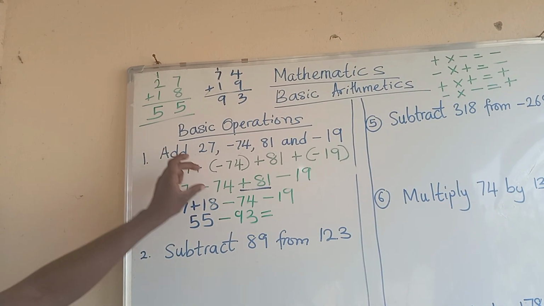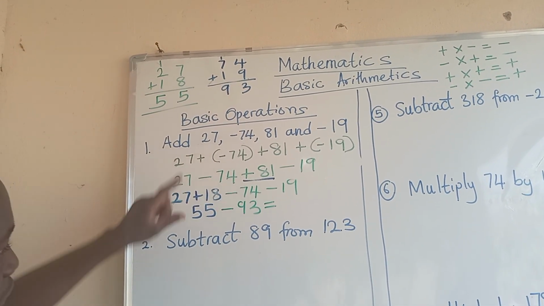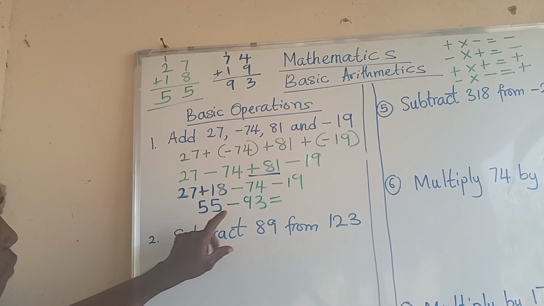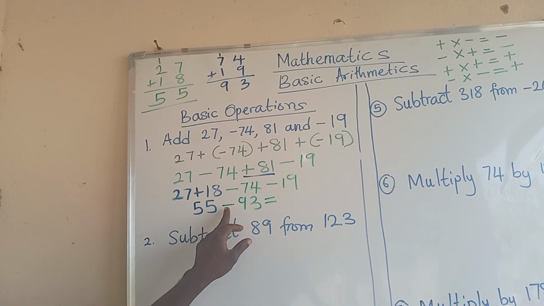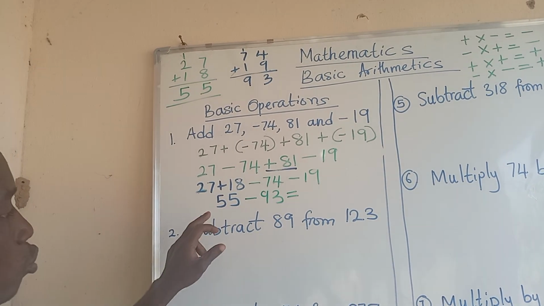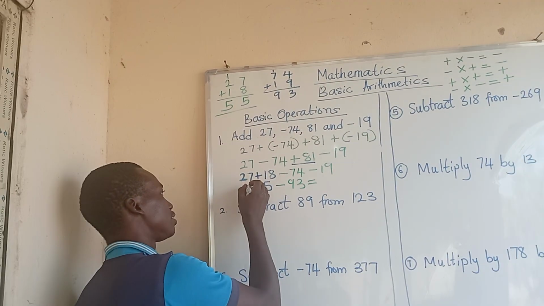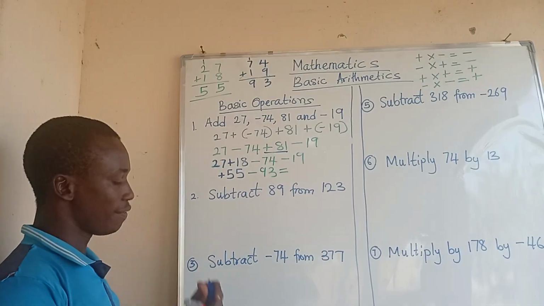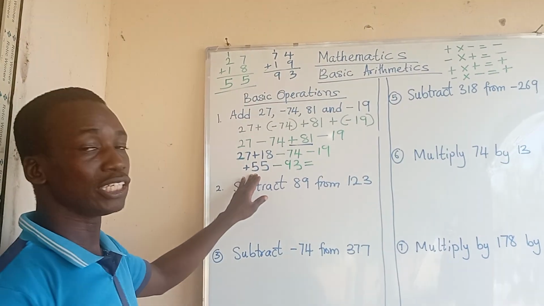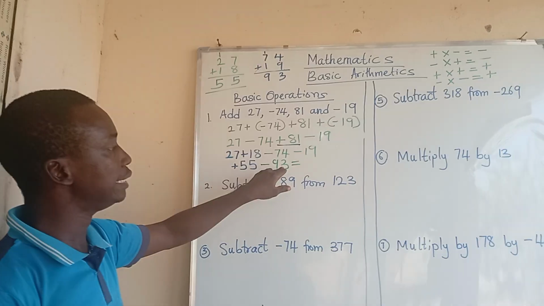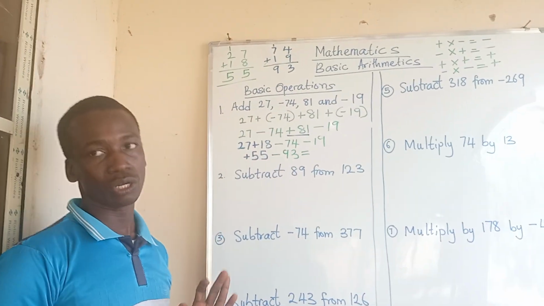Now, this is where it gets tricky. We have collected the addition together. We've solved it. It has given us plus 55. We've collected the negative together. We have solved it. It has given us minus 93. So how do we solve this now? Remember, this has a positive sign, while this has a negative sign. The positive sign is going to cancel out the negative sign. For every positive, a negative will be deducted.